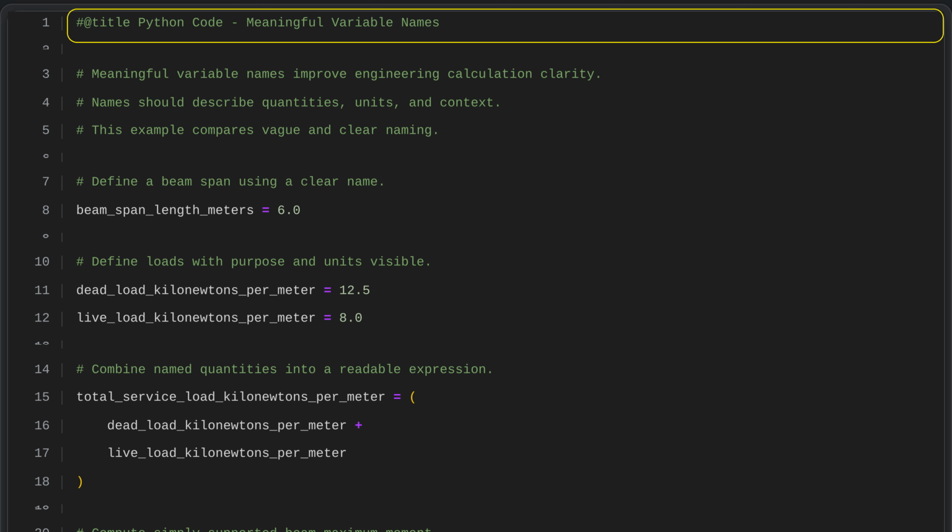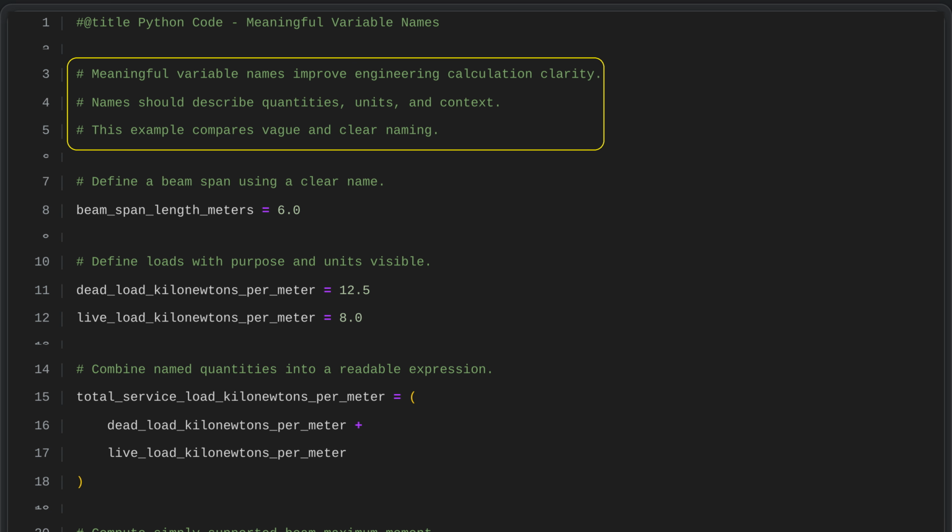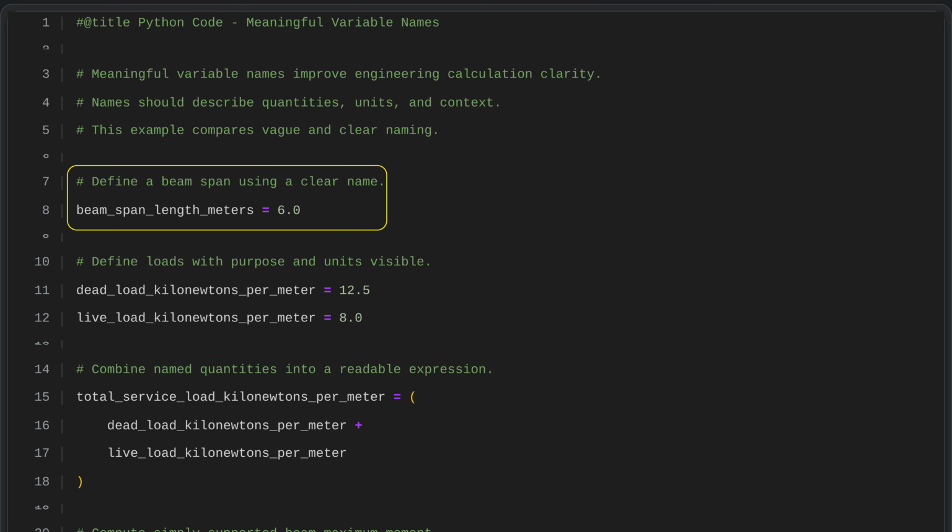Python code. Meaningful variable names. Clear variable names make engineering calculations easier to understand and check. Good names should indicate what a quantity represents, its units, and its context, while vague names can make the calculation harder to follow. Define the beam span length as 6 meters using a clear variable name that includes both the quantity and its unit. This makes the value's purpose easy to understand in engineering calculations.